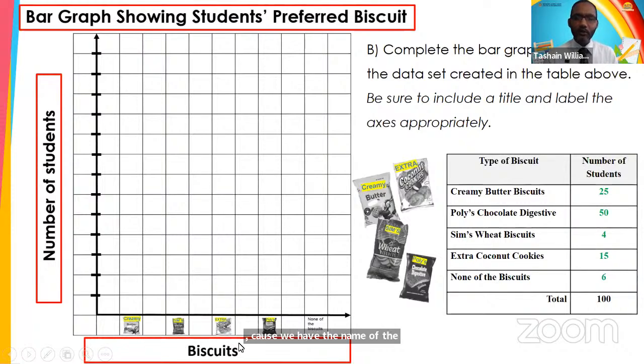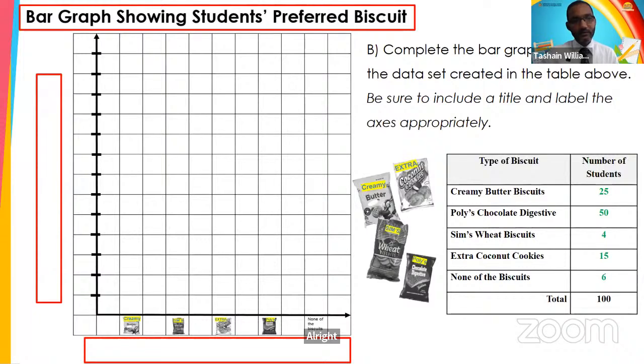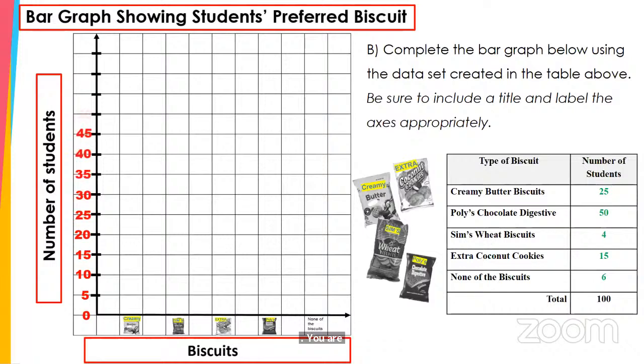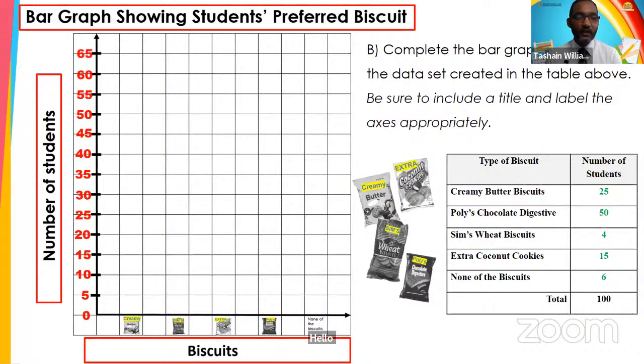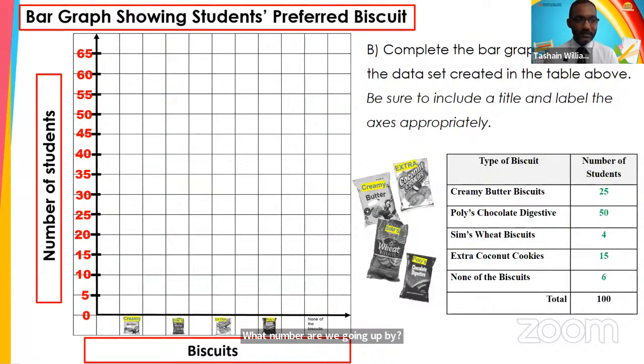Awesome. So you were talking about some numbers. I wonder where those numbers are. Where should those numbers be? Vertical axis. All right. So the vertical axis, of course. You are correct. So proud of you. All right. So we are going to go up by, we're starting at 0 and then 5, then 10. What number are we going up by? 5. Awesome. You're representing your schoolmates so well today.